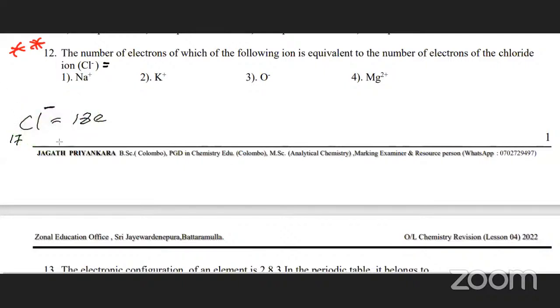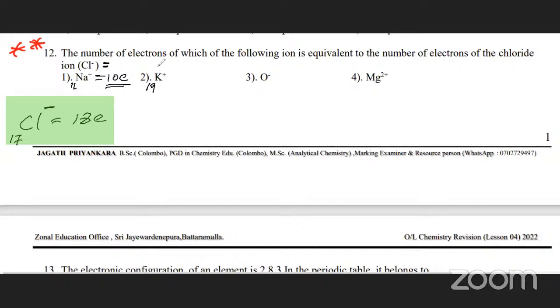Look at the screen, everyone. Chloride ion has 18 electrons. Out of the 4 answers, which one has the same number of electrons as chloride ion? We'll write the atomic number of sodium, which is 11. When it becomes Na plus, 11 becomes 10 electrons. Write it, 10 electrons. Under each, write the number of electrons, then you can easily select the answer. Potassium atomic number is 19.